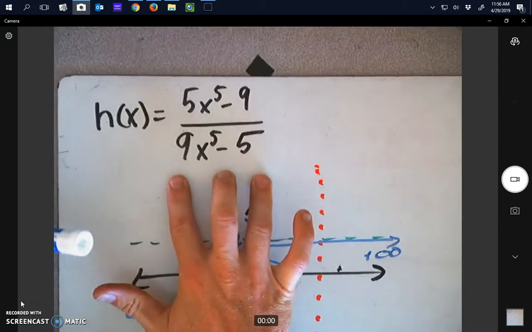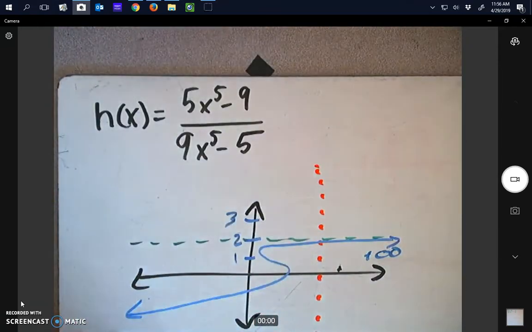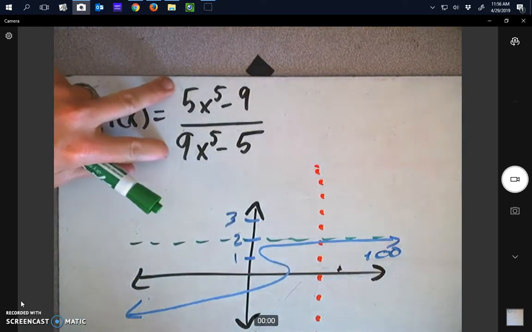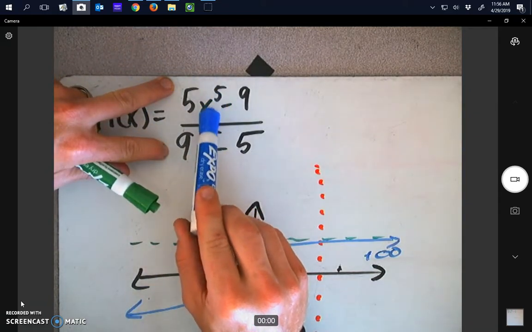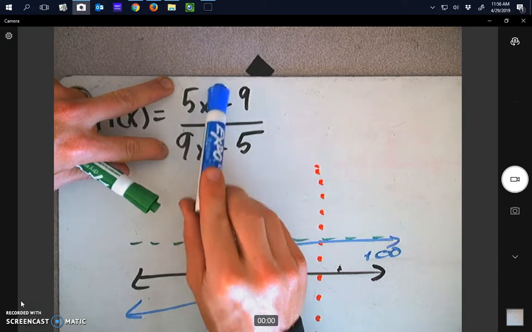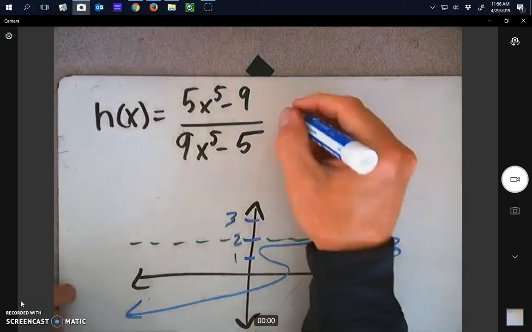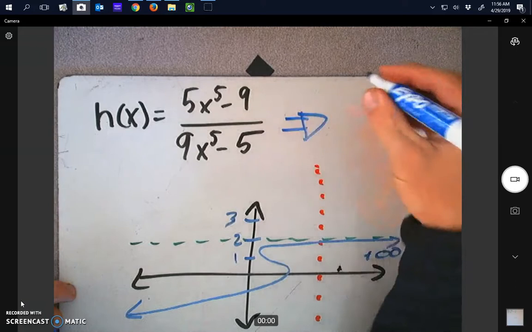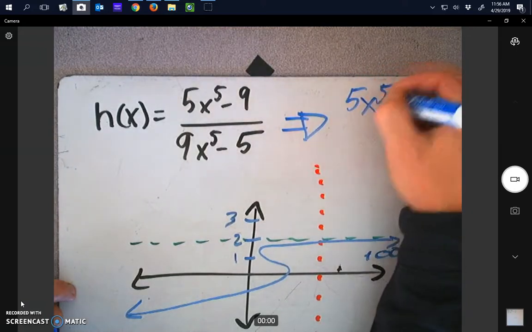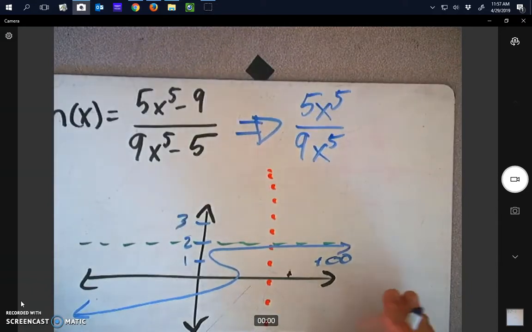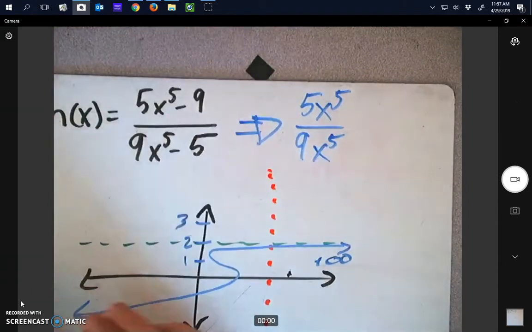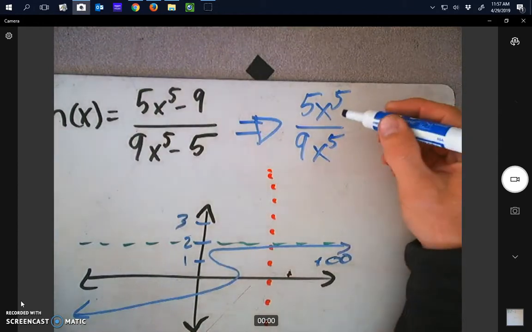Our question is something completely different. The way you find it without having a graph, and only having the equation in front of you, is you take the numerator and denominator and look at the leading term. The leading term is always the term that has the biggest exponent. So x to the 5, x to the 5. You isolate those: 5x to the fifth over 9x to the fifth. You ignore everything else in the problem. There could be 4 other terms up here. You ignore everything else, and what you do is simplify it.